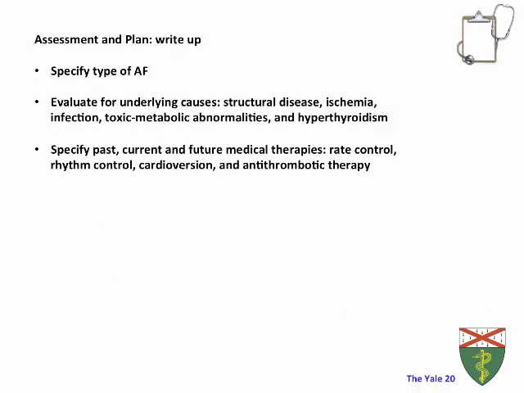In your assessment and plan for a patient with AF, one would want to specify the type of AF, and evaluate for any underlying causes such as structural disease, ischemia, infection, toxic metabolic abnormalities, and hyperthyroidism. It's also a good idea to specify the past, current, and future medical therapies, including whether the patient is on rate or rhythm control, whether they've ever been cardioverted, and if and what type of antithrombotic therapy they are taking.